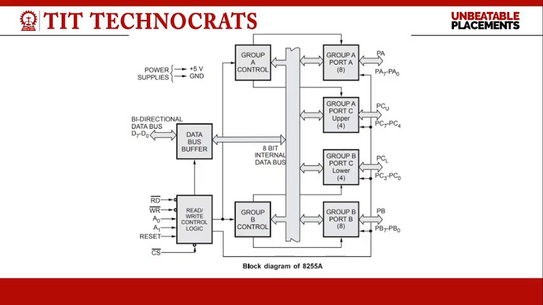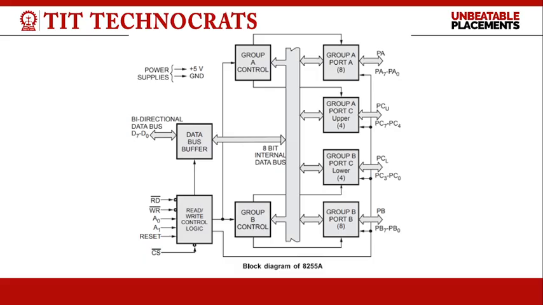Now the group A control block controls port A and port C upper 4 bits, while the group B control block controls port B and port C lower bits. Basically, port A is connected to PA0 to PA7. This is an 8-bit latch and buffer output and an 8-bit latch input. This port A can be programmed in 3 modes: mode 0, mode 1 and mode 2.